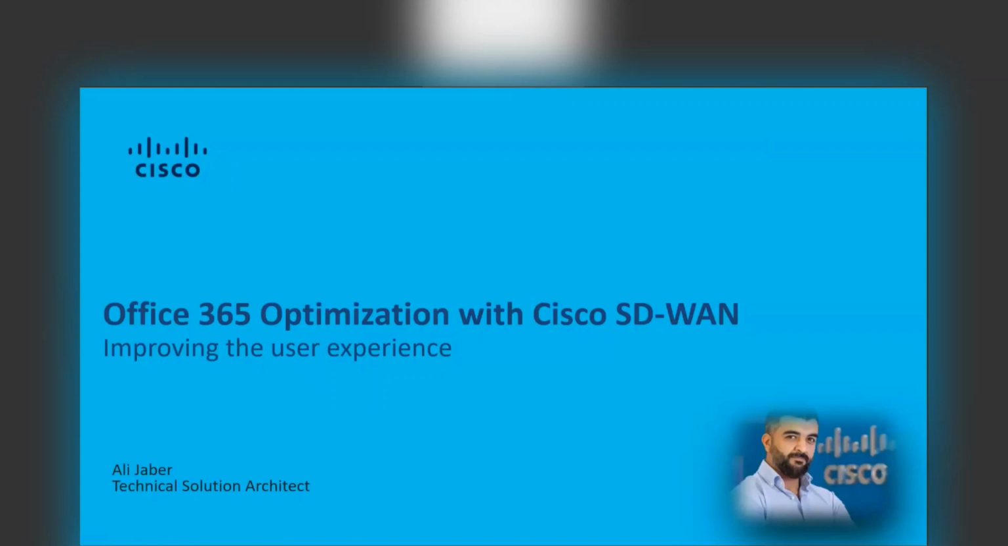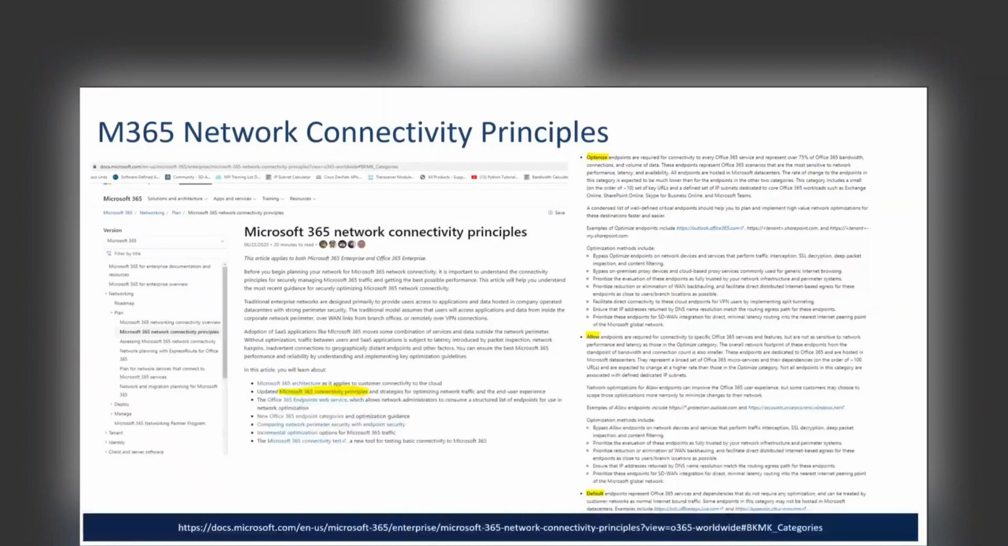In this demo, we are going to explore Office 365 optimization with Cisco SD-WAN. Before we get into the demo, let's quickly set up some context. Cisco and Microsoft collaborated to enhance and optimize the Microsoft 365 user experience using a cloud on-ramp for SaaS. Recently, Cisco enhanced the cloud on-ramp for SaaS experience through a tighter integration with Microsoft.